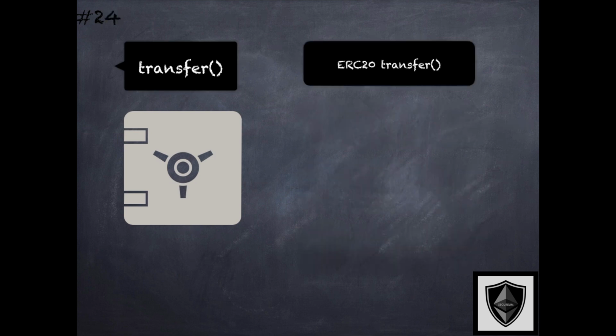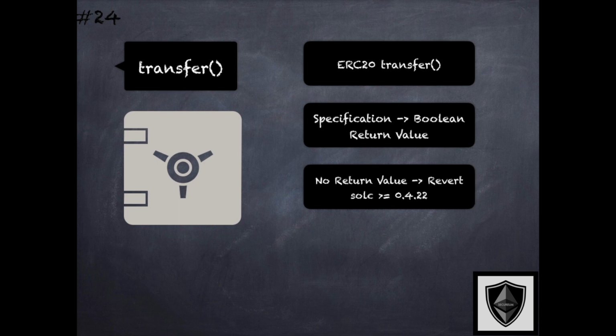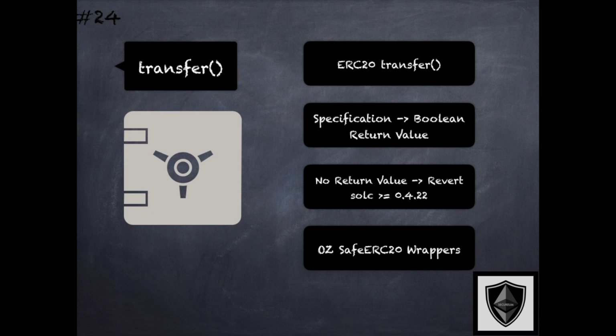This security pitfall is related to the transfer function of ERC20 tokens. The ERC20 specification says that a transfer function should return a Boolean value. However, a token contract might not adhere to the specification completely and may not return any value. And this was okay until the Solidity compiler version 0.4.22, but any contract compiled with a more recent Solidity compiler version will revert in such scenarios.